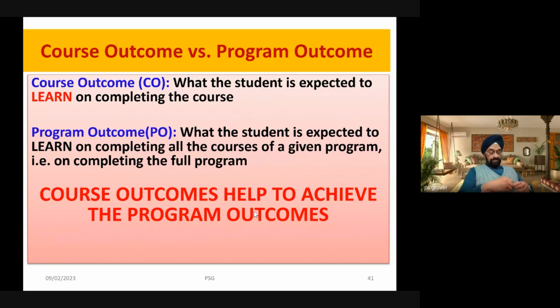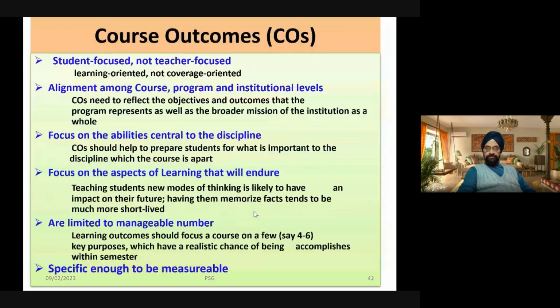Now, curriculum says our wish is what the student wants to be. We prepare the curriculum, we prepare the syllabus. And from the syllabus, we say what his learning is. We use that learning to see whether the course curriculum is satisfied or not. So, what a student is expected to learn on completion of the course. For the program, what a student is expected to learn on completing all the courses of a given program, that is, completing the full program. Course outcomes help to achieve the program outcomes.